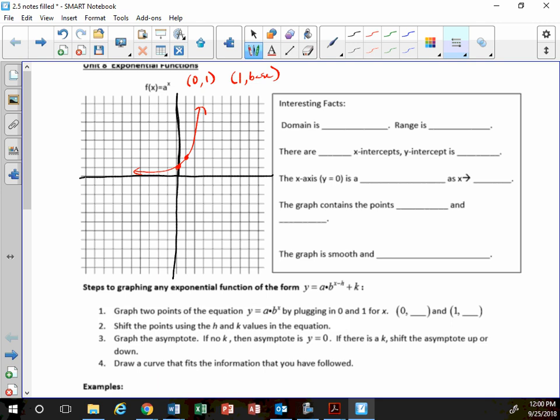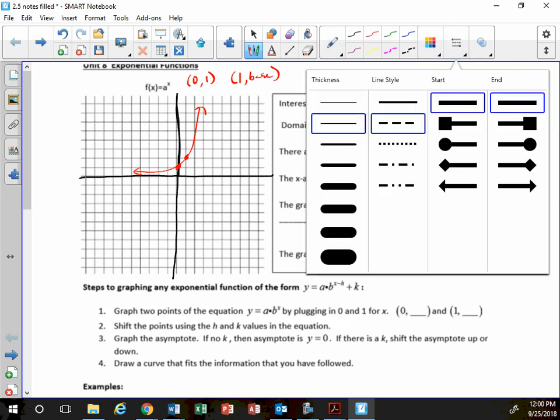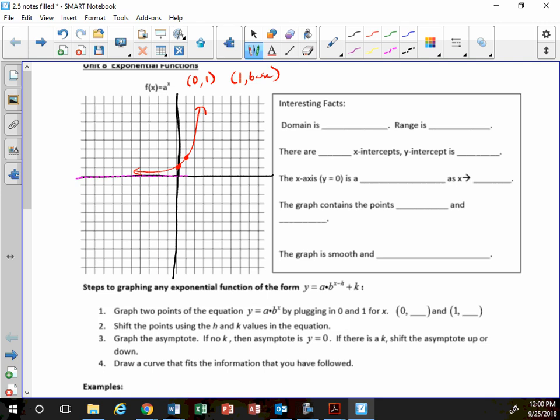Okay? Those are the only 2 points you have to graph for me, assuming you can draw your shape appropriately from there, okay? Do we have an asymptote in this one? Yes. Horizontal, very good. We have a horizontal asymptote at 0. So that is our asymptote, okay?